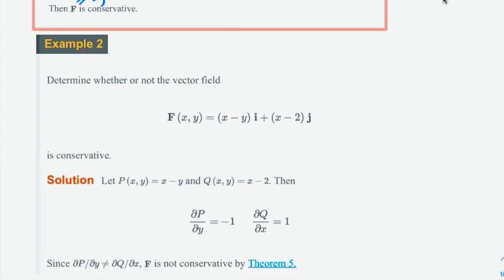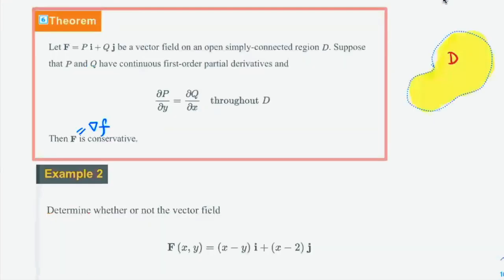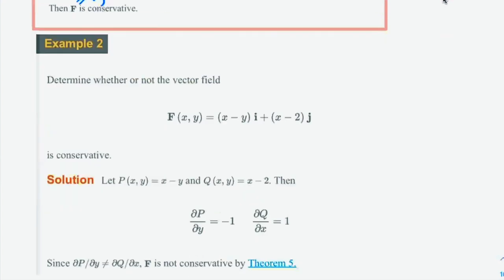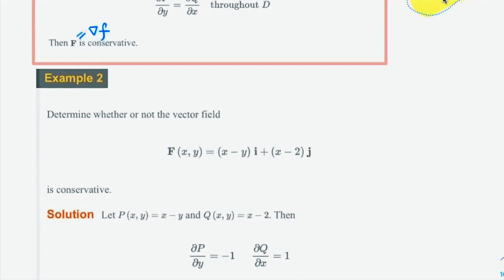We want to see if this vector field is conservative. So we're going to use the theorem that we stated above right here. We're going to take the partial derivative of this first component here with respect to y, and take the partial derivative of the second component here with respect to x, and see if they're equal. So take the partial derivative of P here with respect to y, we got -1. Take the partial derivative of this with respect to x, we got 1, and they're not equal.